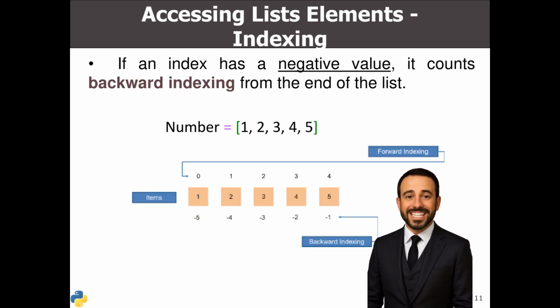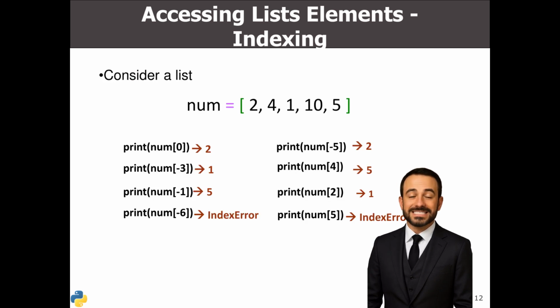Python supports negative indexing, counting backward from the end. -1 is the last element. -2 is the second to last. This example shows positive and negative indexing with numbers equals [2, 4, 1, 10, 5], including index error cases.